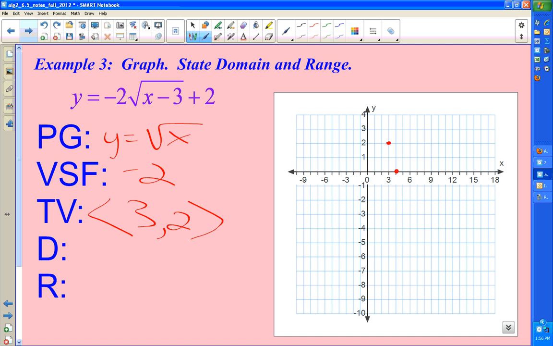Right 1, up 1, then right 4: 1, 2, 3, 4, up 2. What are we going to do? We're going to go right 4, down 4. What's the vertical stretch factor? Up 2 times -2 would be down 4.